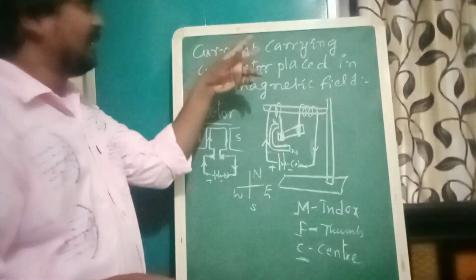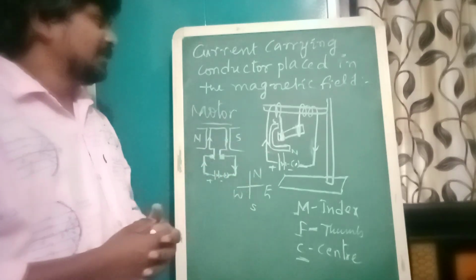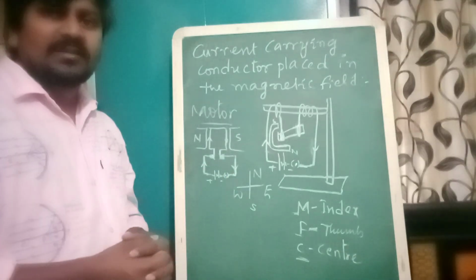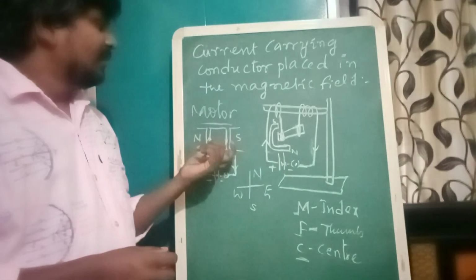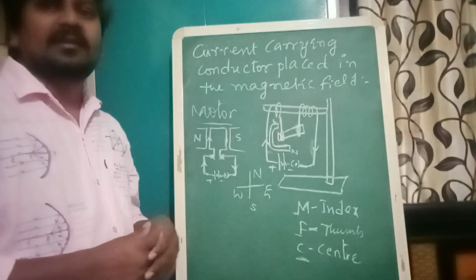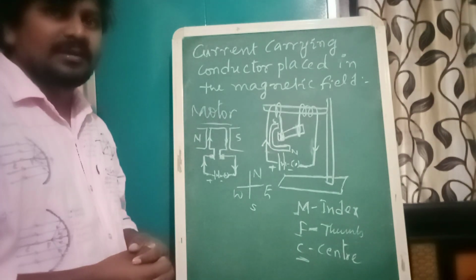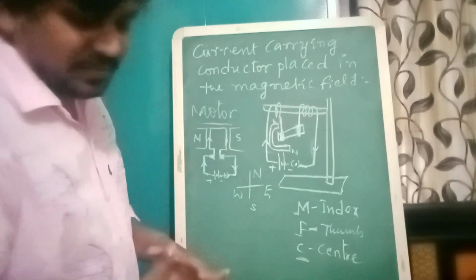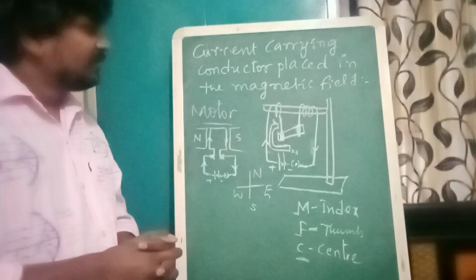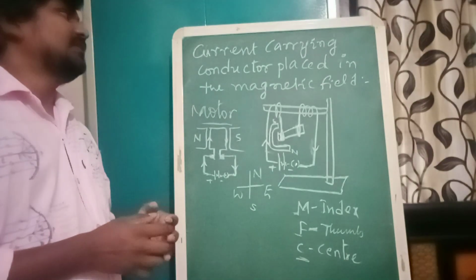So that is, a current carrying conductor placed in the magnetic field experiences a force. This rule is used in the electric motor. So that is about Fleming's left hand rule and a current carrying conductor placed in the magnetic field.